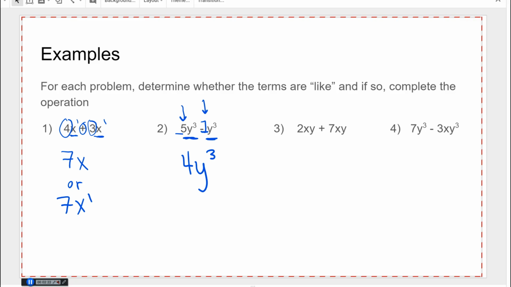Next we look at the example. We see that the bases are xy, xy. These are alike. So we're going to add 2 plus 7. We get 9xy. And finally, we look here. We have y to the 3rd and xy to the 3rd. These cannot be combined, so this is the final answer.